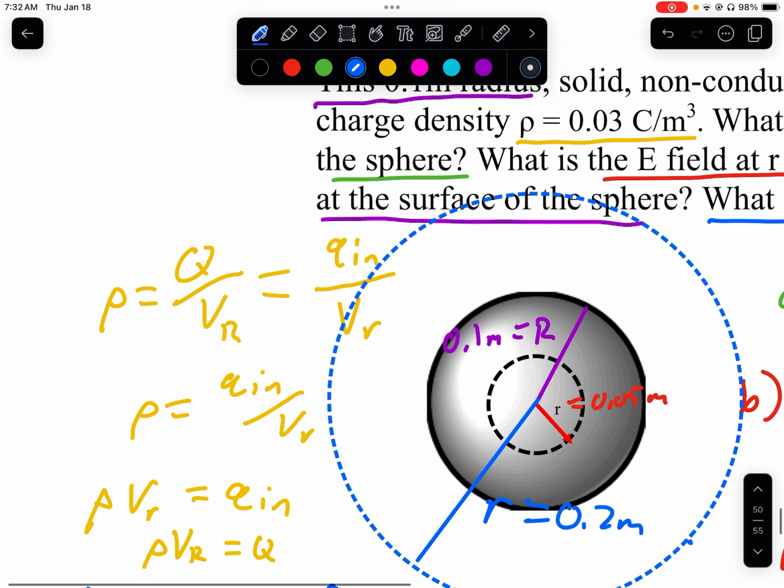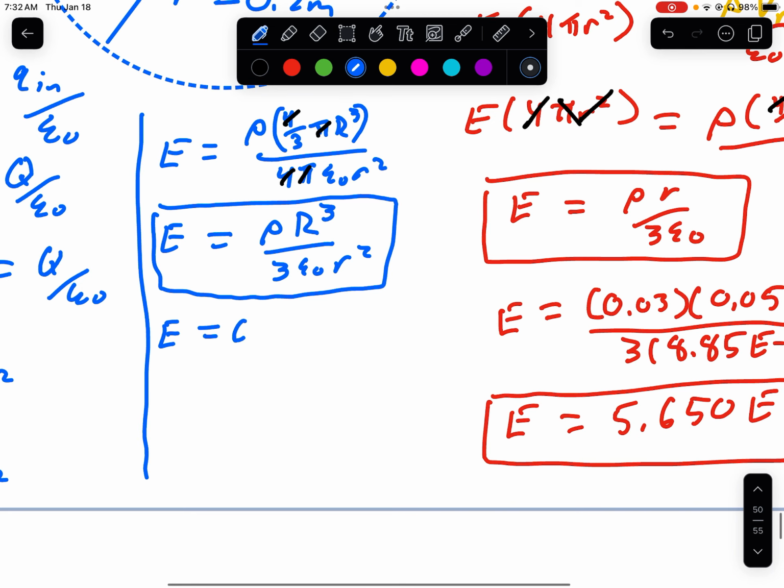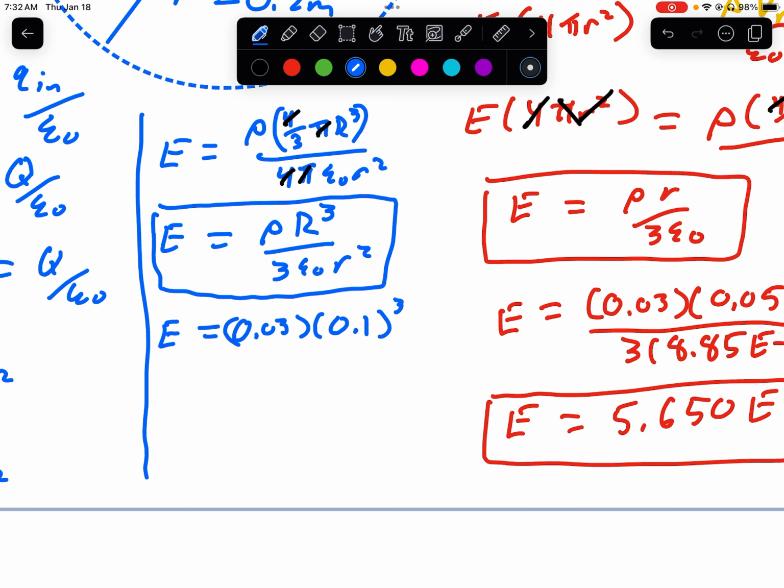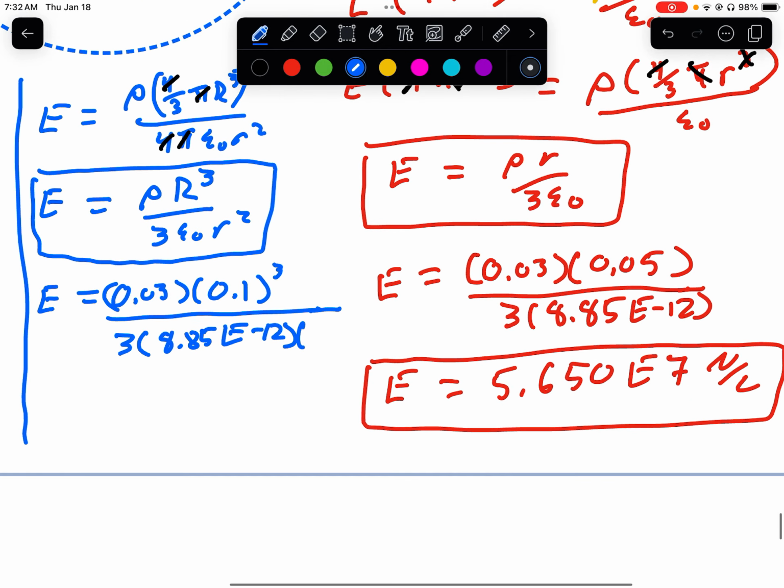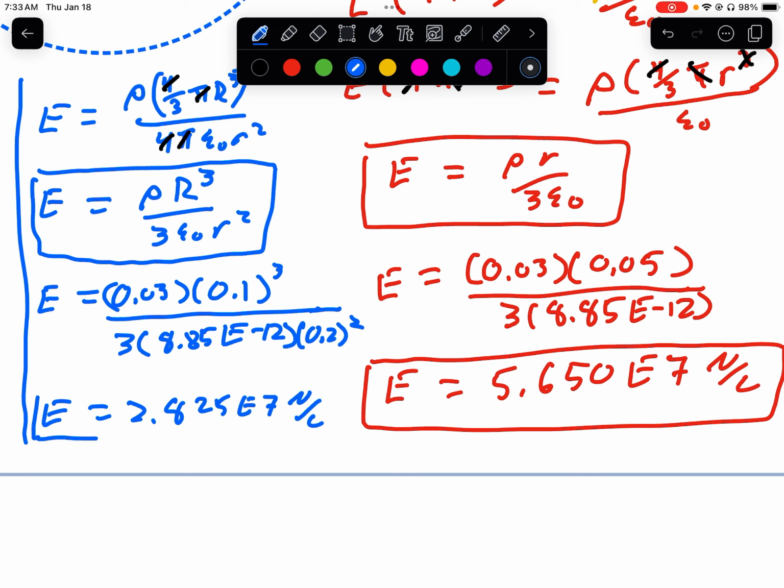So what is the charge density? It's 0.03. The radius is 0.1, the actual size of the sphere itself, divided by 3 times epsilon naught, which is 8.85 e to the negative 12th, times r squared, and the r we're looking for is 0.2 meters squared. Plug all of that into your calculator, and we would get 2.825 e to the 7th newtons per coulomb.